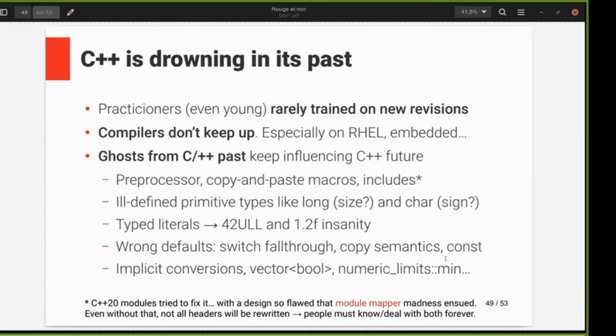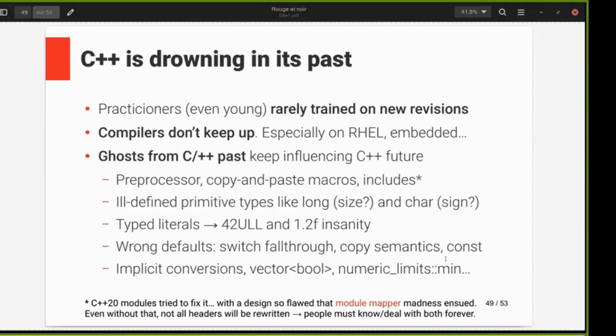Overall, I would argue that C++ has a problem these days, which is that it's a bit drowning in its past. Even existing practitioners of C++ often don't manage to keep up with the pace of new standard revisions. And more worryingly, in my opinion, even new C++ students are often trained on patterns that most experienced practitioners agree should not be used in new code.